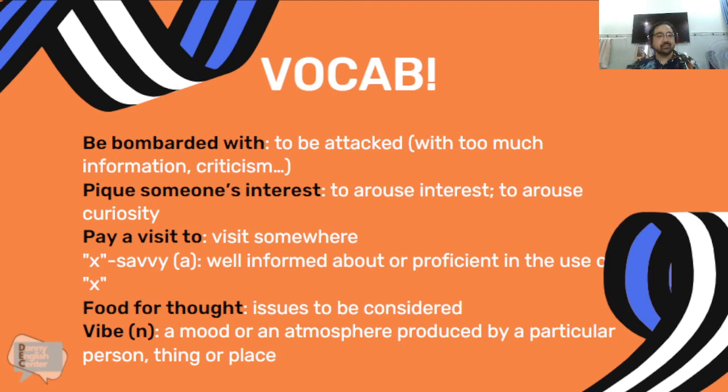bombarded with these things. Pique. It's a funny word how it's written, but it's actually pronounced peak, like P-E-A-K. To pique someone's interest. This means to get someone to think, oh, that's interesting. So when we're talking about advertisements, why was it interesting to you? Oh, it piqued my interest because of when we talked about adverbs and adjectives. It piqued my interest because of the imagery. It piqued my interest because of the colors or the phrasing, or the tagline.